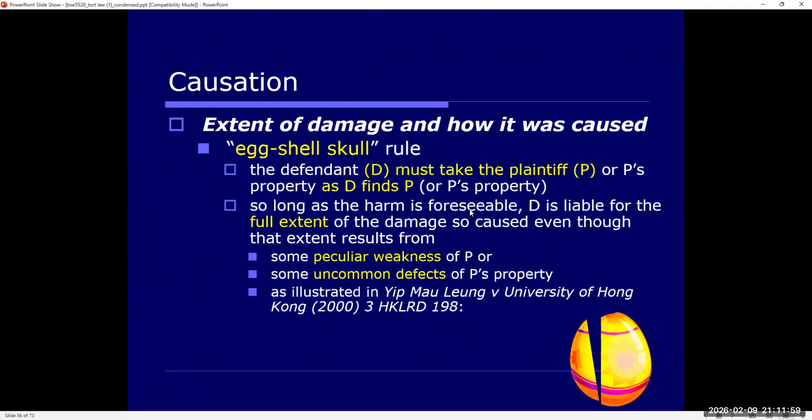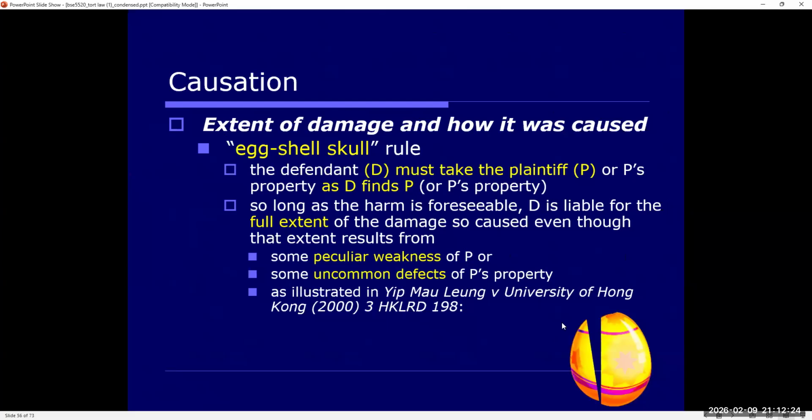Why? Because so long as the harm is foreseeable, you as the defendant are liable for the full extent of the damage, right? Even though that extent results from his own weakness or some uncommon defects.